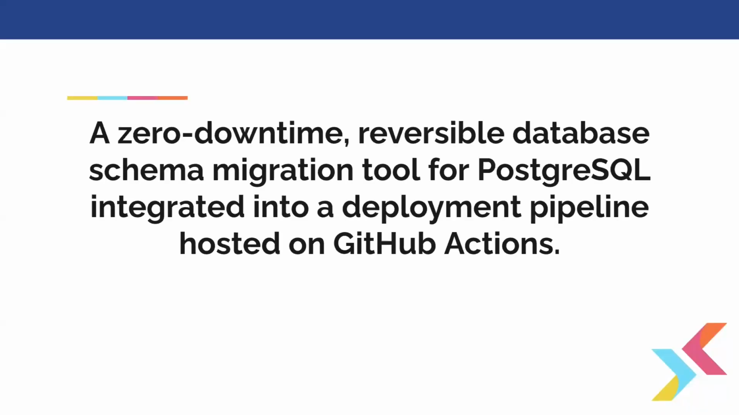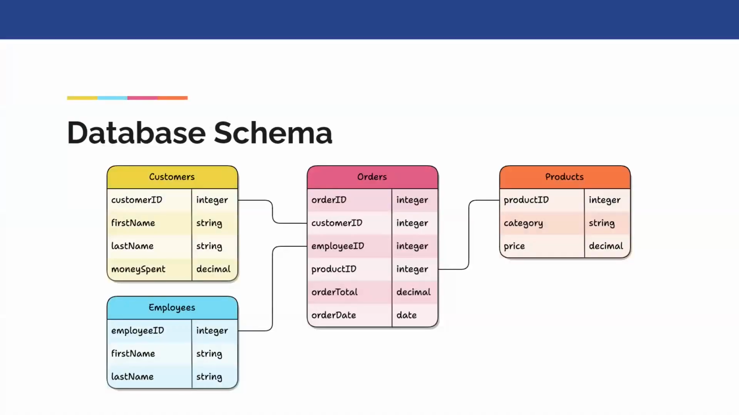What is Laridae? Well, it's a zero-downtime, reversible database schema migration tool for Postgres, integrated into a deployment pipeline hosted on GitHub Actions. But what does any of that even mean? To better explain, we must first talk about database schemas. The schema is the structure of a database. This structure is defined by things such as the names of tables and table columns, data types of those columns, and any constraints that they may have.